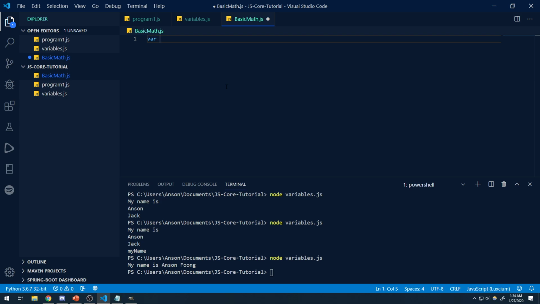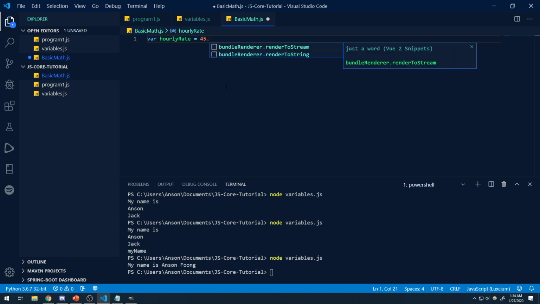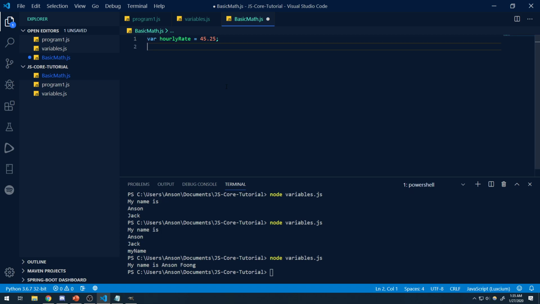Okay, so let's declare a variable. Let's say var, and I'm going to call this hourly rate. Now, you can probably guess that the data type of this variable is going to be a numeric type. It's going to be a number. More specifically, it's going to be a float, because typically hourly rates do have floating points. It's not always going to be an integer. It can be something like $39.50 per hour. So let's do 45.25. That is our hourly rate. That is how much we are being paid hourly. That is actually a very good hourly rate.